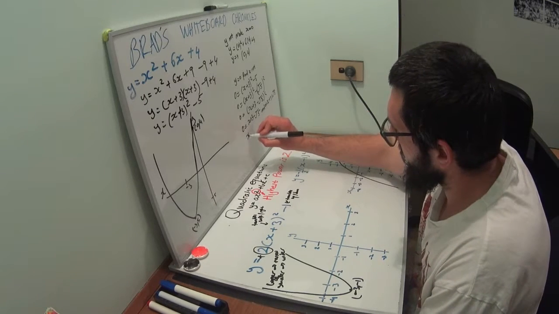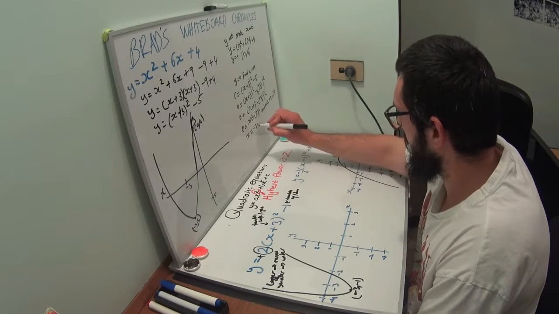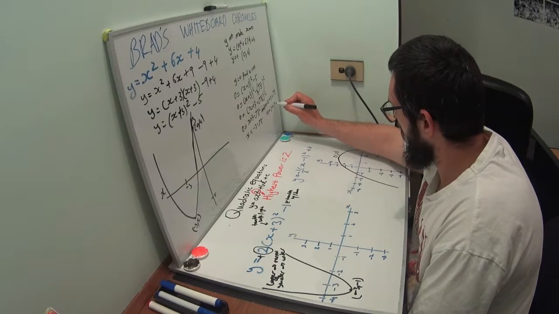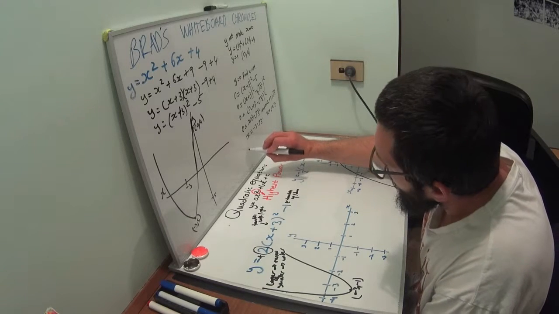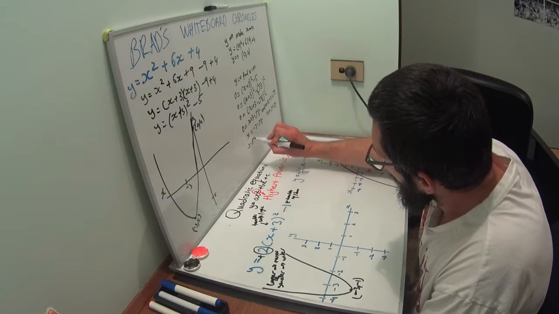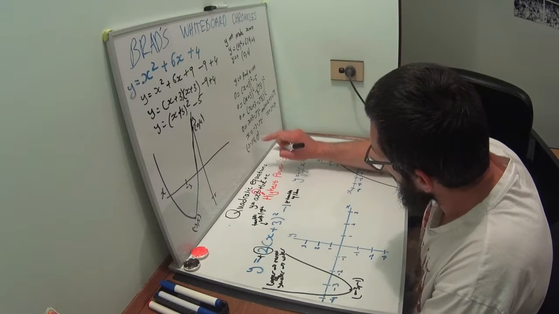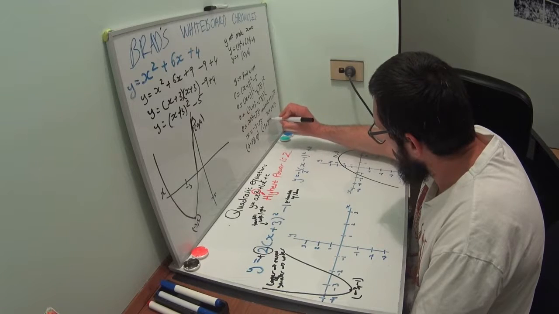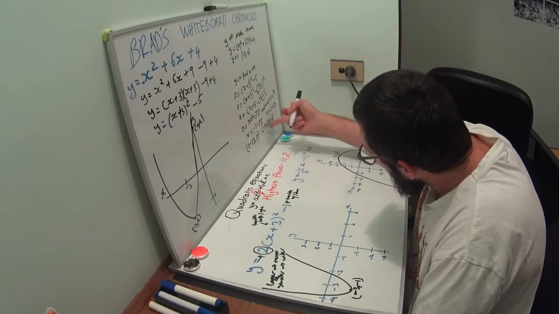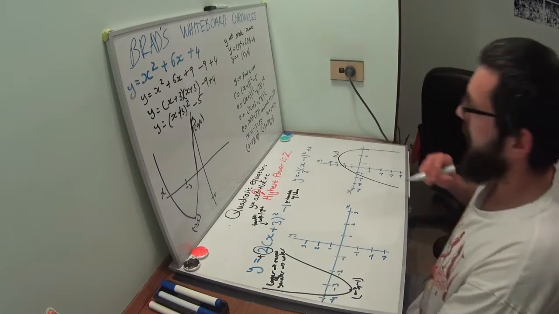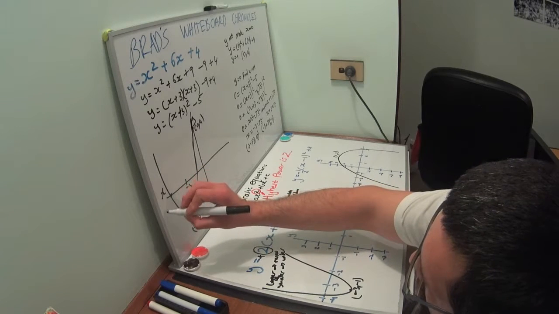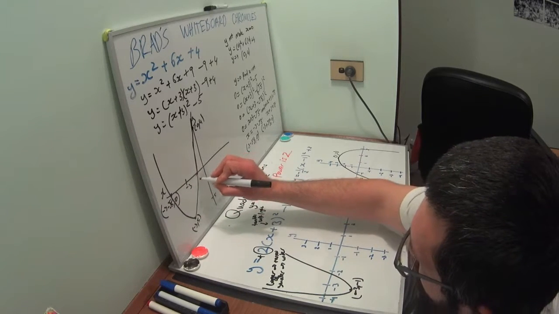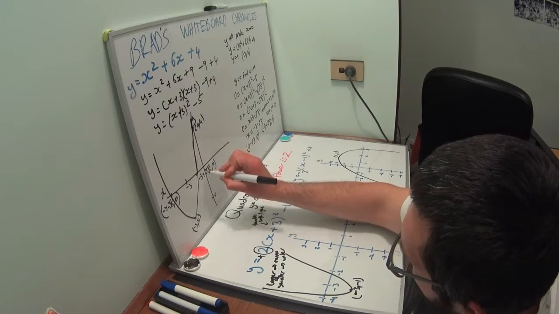And then I can say, so my two x-intercepts are -3 minus the square root of 5, 0, and then -3 plus the square root of 5, 0, and my two intercepts.